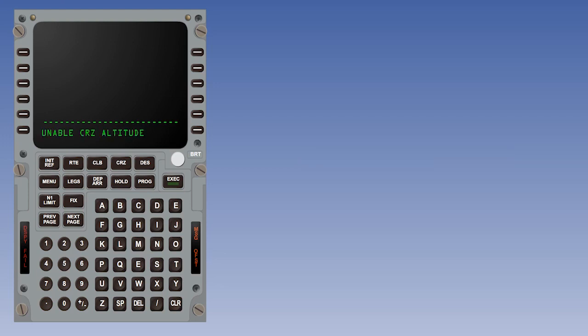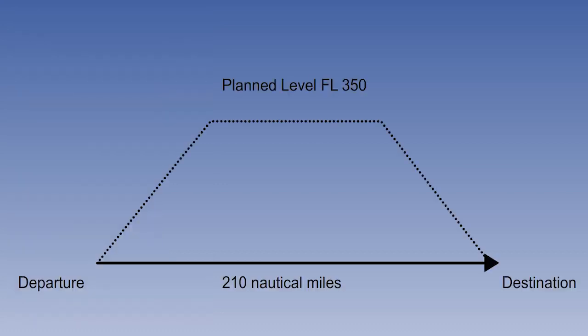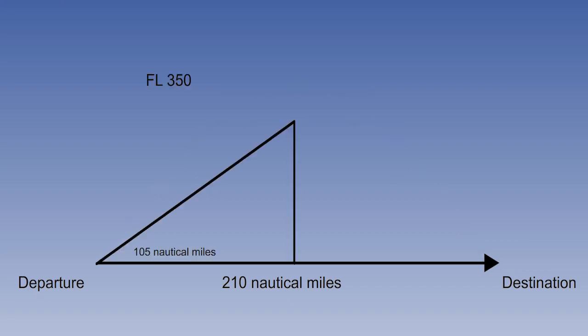Another possible message is Unable cruise altitude. This is because the journey is too short for the requested cruise altitude. Suppose the route distance is 210 nautical miles and we select flight level 350. The computer will calculate the distance required for the climb to that level, taking into account weight, ISA deviation and wind. A typical figure would be 105 nautical miles.